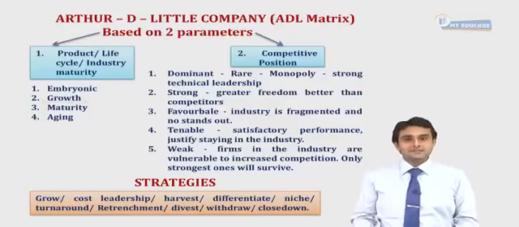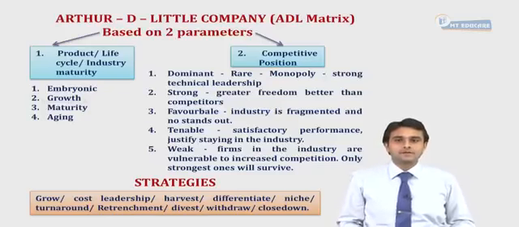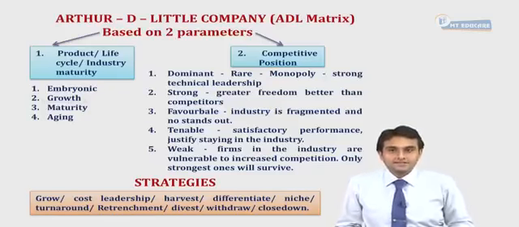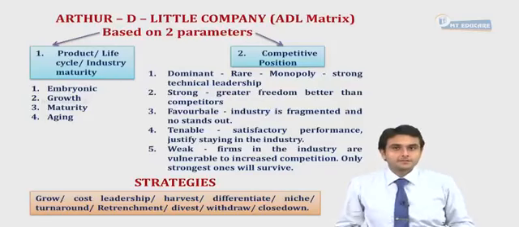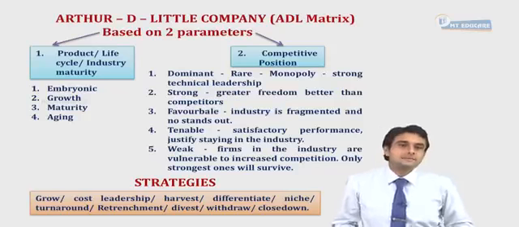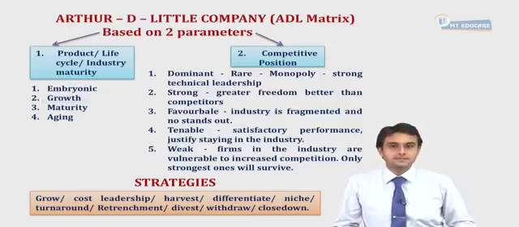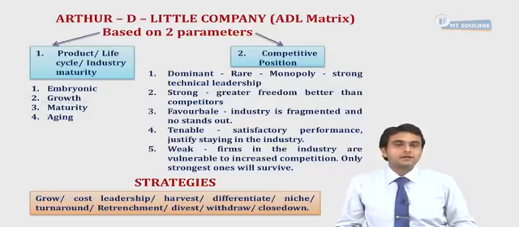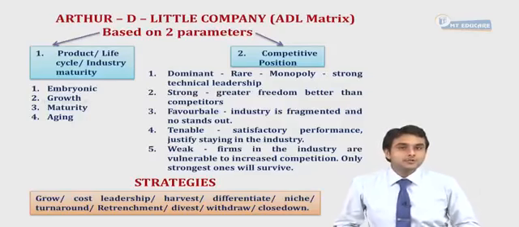Now, the ADL matrix, as we just discussed, is based on 2 parameters: the product life cycle and the competitive position of the business. Here the product life cycle is in terms of the industry maturity, and the second parameter obviously is the competitive position of the business and the product in the market. And to combat the situation after we've analyzed, there are various strategies, as you can see towards the bottom of the screen, about which we're going to understand in the next chapter, which is chapter 4.